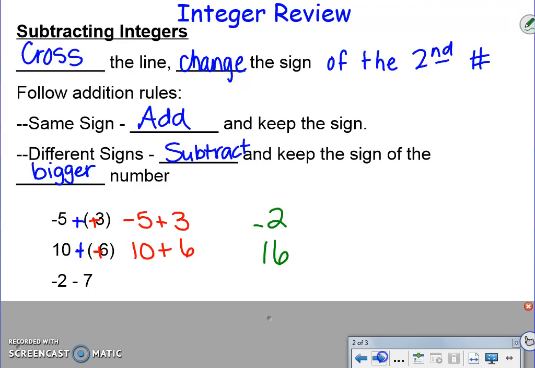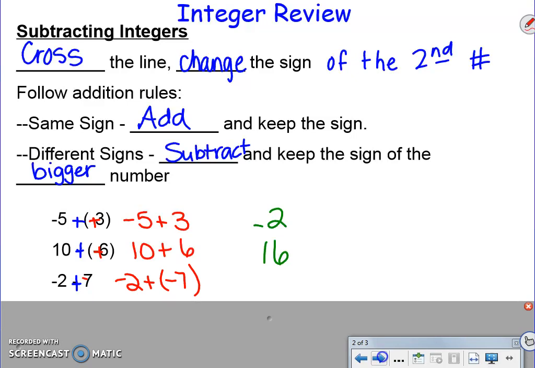Next one, -2 minus 7. So I cross the line, and I change the sign. Right now, that 7, is it positive or negative? Positive. So we need to change it to a -7. And then we can rewrite it, if that helps.